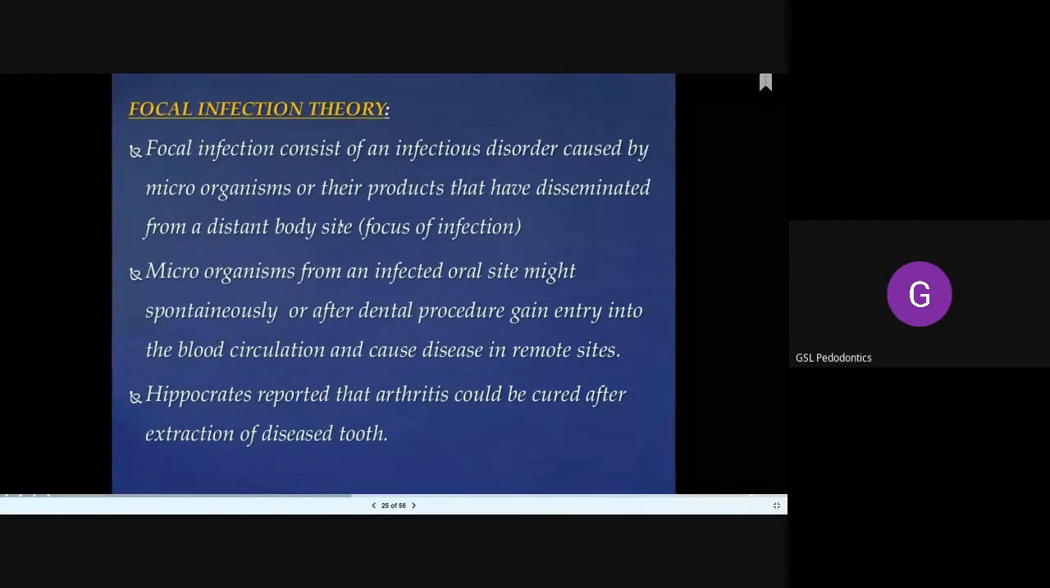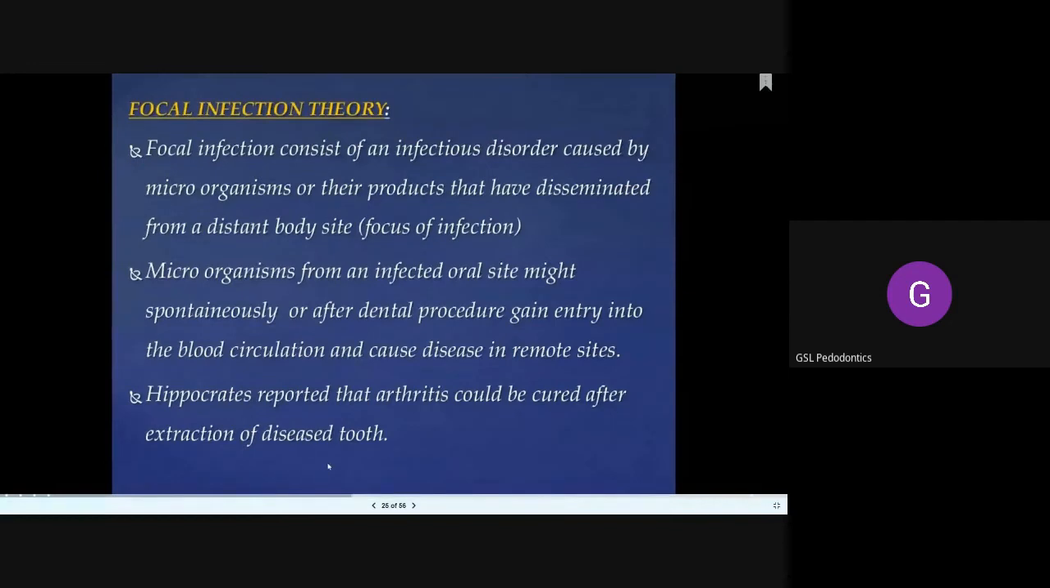So this example is, you have extracted a diseased tooth, which is nothing but the focus of infection. From here, due to the traumatic extraction, the microorganisms and their byproducts are spreading towards the knee joints and they cause inflammation of the knee joints, which is nothing but arthritis. So what you will do is, you will identify this diseased tooth and remove it. So the infection, that is the focus, is removed. So the spread of infection, that is the focal infection, and the arthritis can be cured.